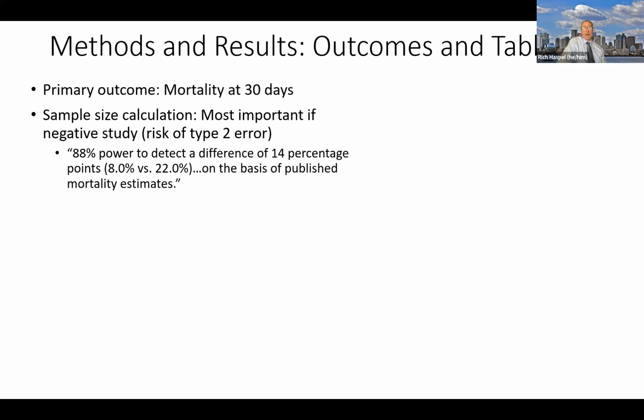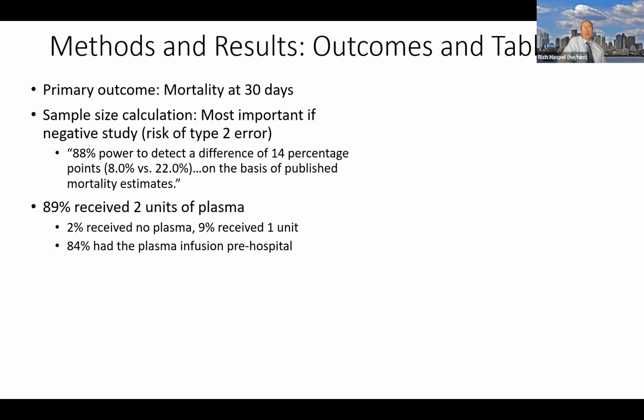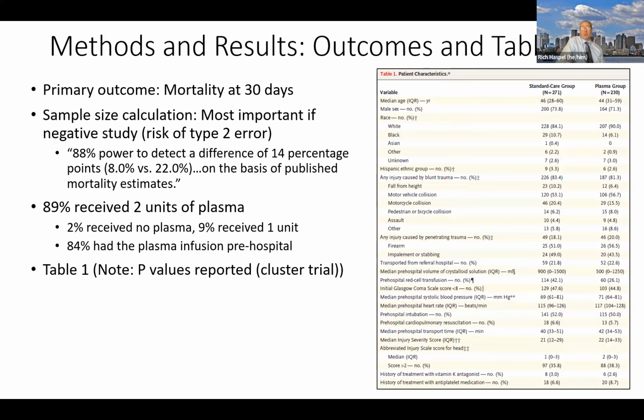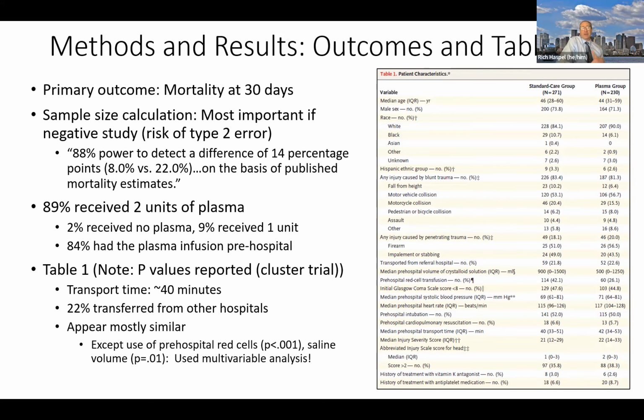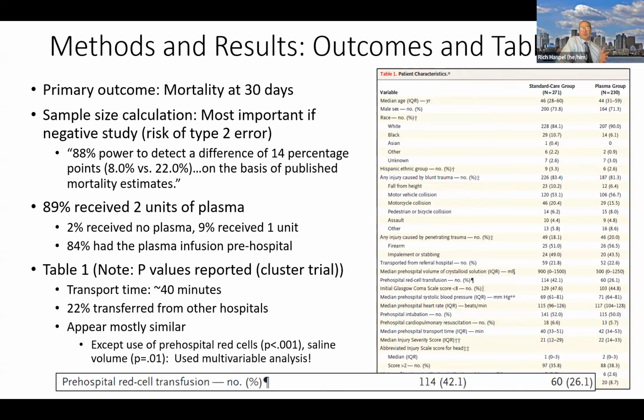Okay. So mortality at 30 days was the outcome. They had 88% power to detect a 14 percentage point difference. Most patients received the 2 units of pre-hospital. So when you look at comparing the 2 groups, there were actually some differences: the use of pre-hospital red cells and the saline volume. Saline volume might make sense because they weren't getting the plasma, but look at that difference between pre-hospital red cell transfusion, right? So again, there might be other unmeasured confounders that we don't know about because, again, it wasn't blinded.